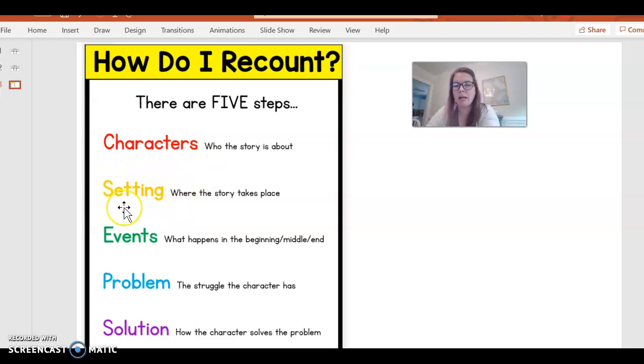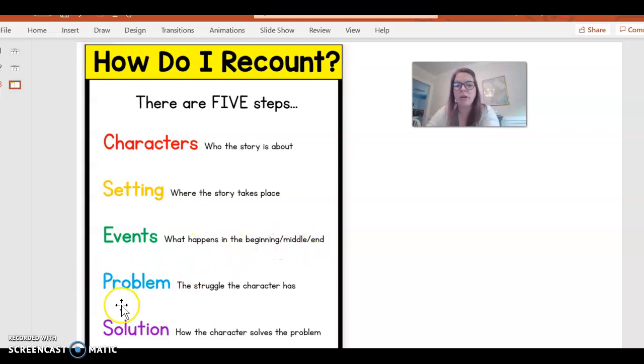Let's think about the setting. So typically in most stories that are short stories, the setting will be very simple. So where does the story take place? And then what we did yesterday or the lesson before this were the events. So what happened in the beginning, the middle, and the end.